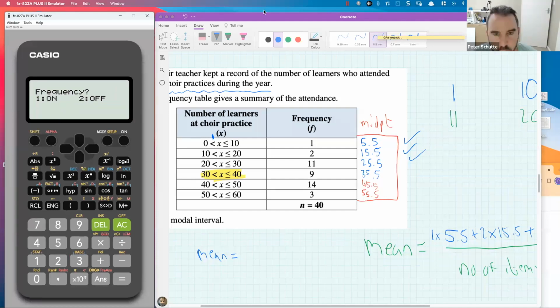And it says frequency on or off. Now, in order to do a table, you need to turn the frequency on. So let me do this again. I'm at the very beginning, and I go shift, setup. And what I want is not there. I have to go down and get this. Then I click 3 for stat, and I turn the frequency column on.